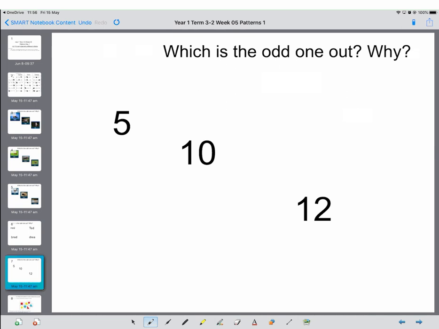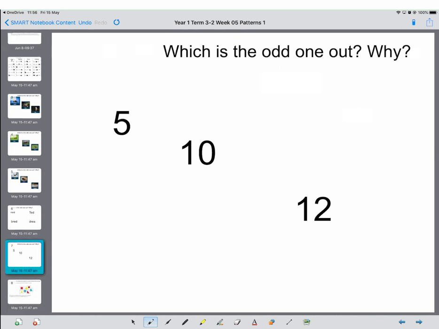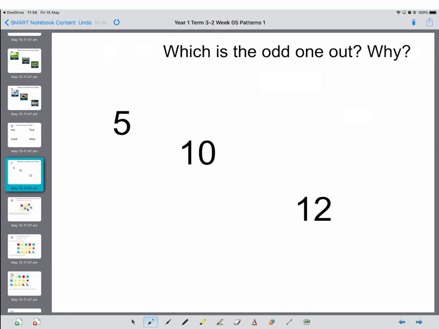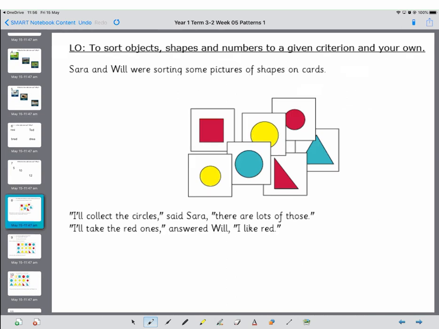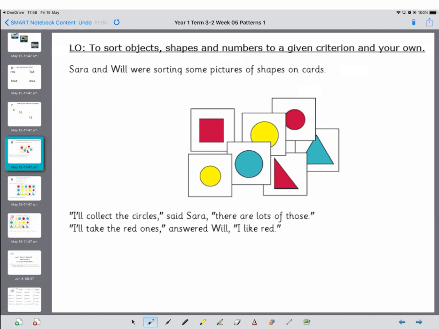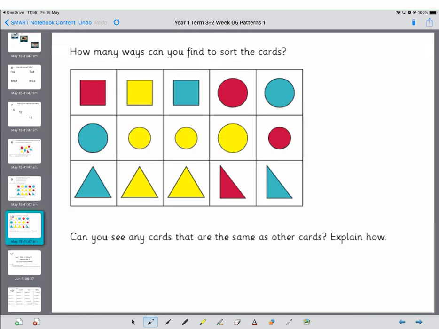So that's the main task today, but I've got another challenge. Now this is from the Nrich website. Sarah and Will were sorting some picture shapes on cards. I'll collect the circles, says Sarah. There's lots of those. I'll take the red ones, answered Will. I like red.